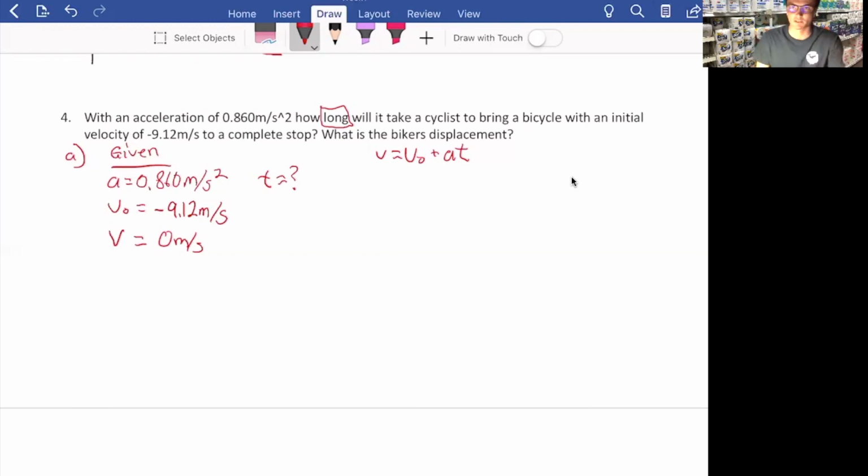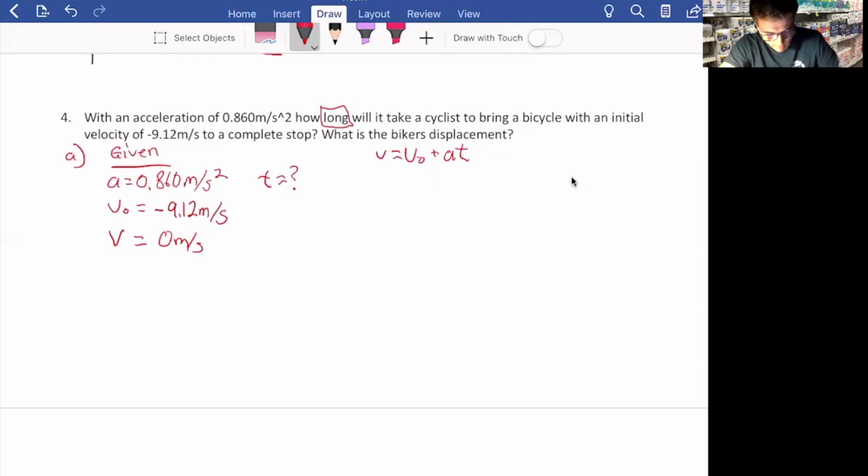We can't use any of the position equations because we're not given anything for position. So that's essentially how you should try to work through these problems. It's like, what variables do I have, and then how can I plug these variables into an equation without having two missing or unknown variables? So this is easy.